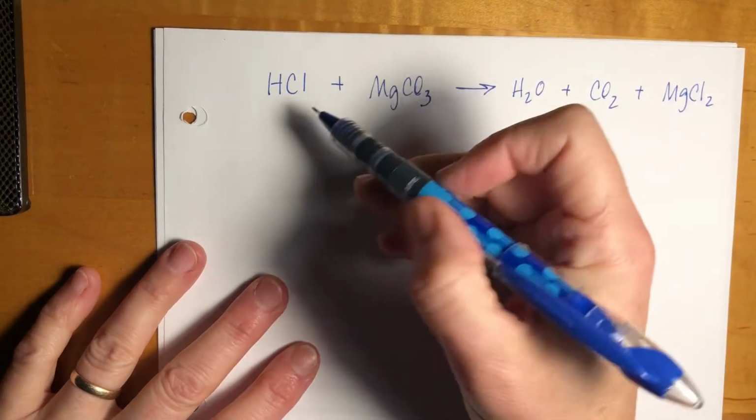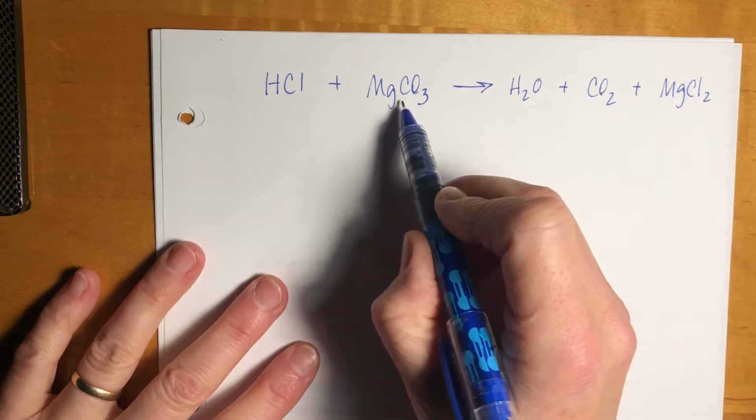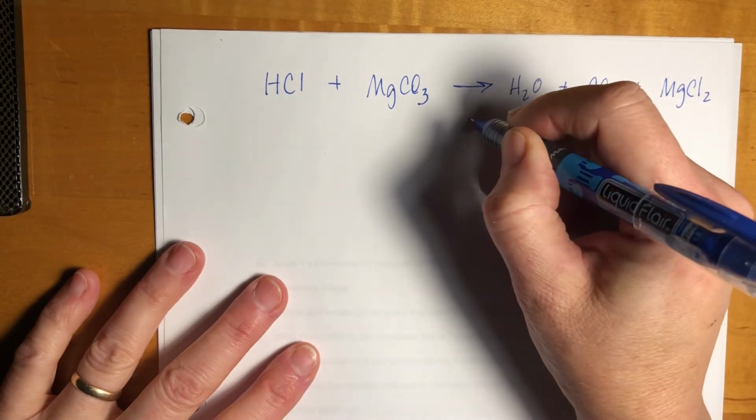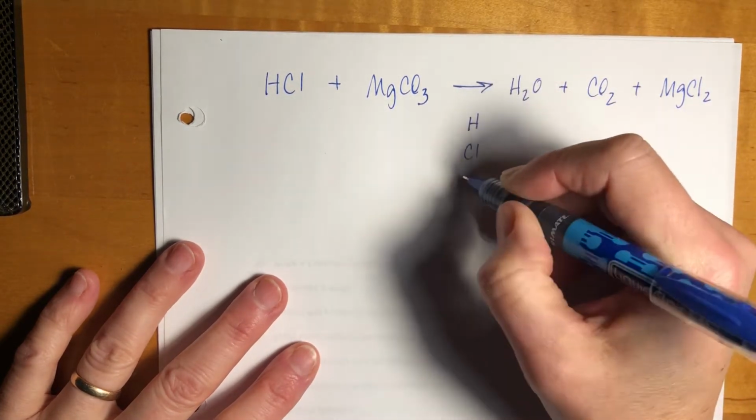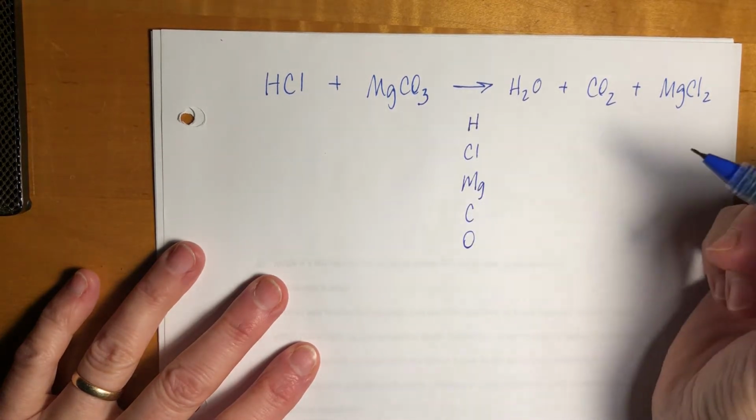If I count up all the things there are to count, there are hydrogens to count, chlorine atoms, magnesium atoms, carbon atoms, and oxygen atoms. So there's hydrogen, chlorine, magnesium, carbon, and oxygen, all to count.